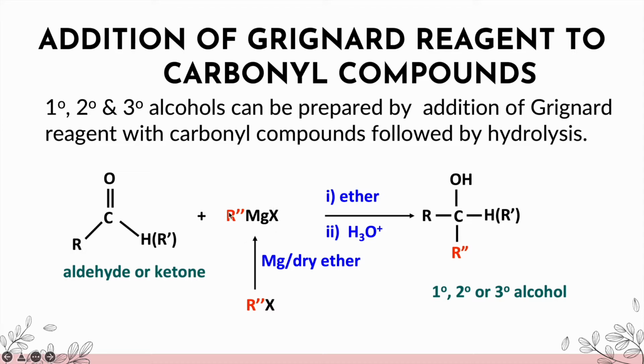Reacts with Grignard reagent. So how to prepare Grignard reagent? This R group with halogen. This X is halogen atom. R group with halogen reacts with Mg, magnesium in the presence of dry ether, and Grignard reagent will be produced. So this Grignard reagent reacts with aldehyde or ketone, depends on the class of alcohol you want to produce. First, react in the presence of ether, followed by acidified water, H3O plus, and primary, secondary, or tertiary alcohol will be produced.